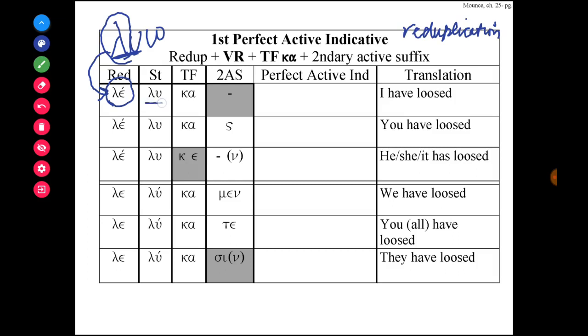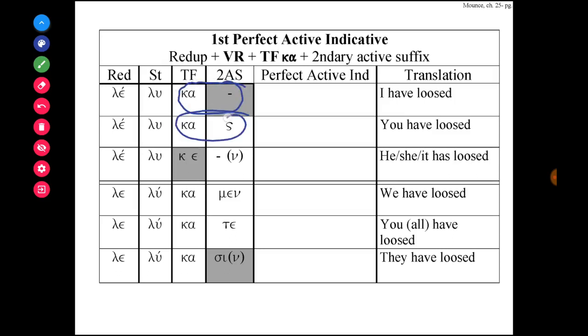And so you add the reduplication plus the stem. And then for the perfect active indicative, it uses a tense formative ka, but it doesn't use any connecting vowels because the tense formative has a vowel built into it, and it uses the secondary active suffixes, but in a modified form. The way you would memorize the endings for the perfect active indicative is ka, kas, ke or ken with a movable nu, kamen, kate, kasin or kasi.